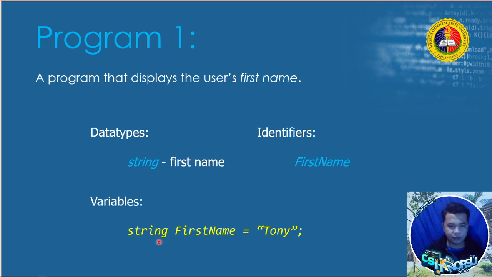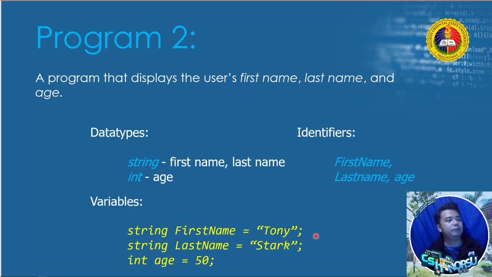Since we are using string, we defined it as string, and then the identifier first name equals to Tony. Let's say, for example, our guy's name is Tony, and the Tony must be enclosed with double quotation. Okay, our variable will be string first name equals to Tony. Don't forget the semicolon.